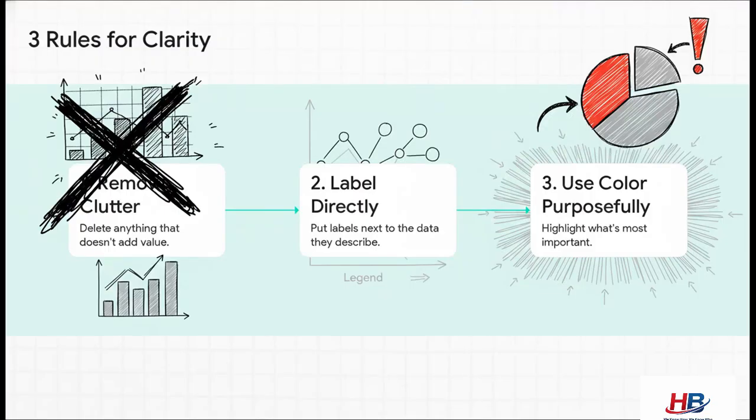Okay, these 3 rules, they will totally change your chart game. First, remove clutter. Be a minimalist. If something isn't adding valuable information, like heavy grid lines or weird 3D effects, just get rid of it. Second, label directly. Don't make people look back and forth between a legend and the chart. Just put the label right next to the thing it's describing. And third, use color with purpose. Color isn't for decoration, it's for highlighting the most important piece of your story.